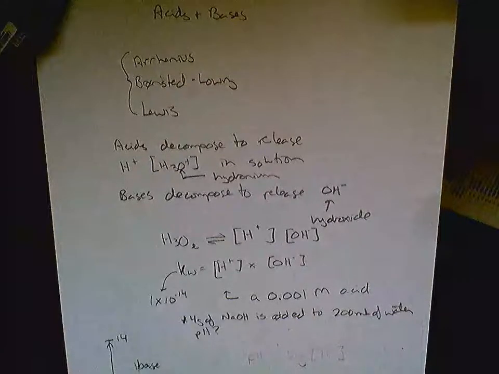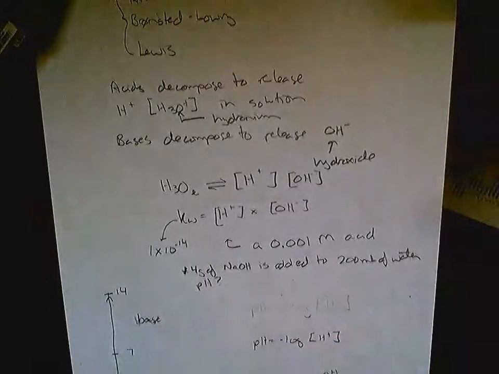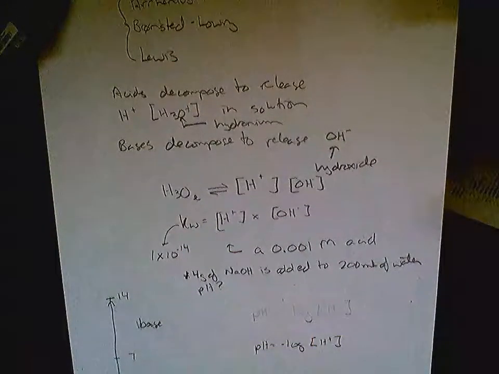Arrhenius, Bronsted-Lowry, and Lewis. So go through and make sure you've got good notes on what those are and how you look at an acid or base and tell which type of acid or base it is. We're going to go through our Arrhenius acids and bases a little bit just because we're going to need them to do some of the calculations.